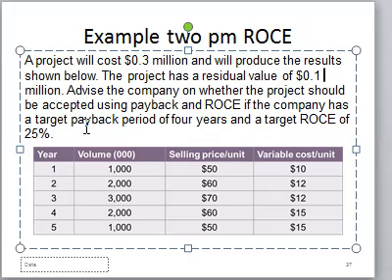If the company has a target payback period of 4 years, so this is our target payback, and a target return on capital employed of 25%. So these are our cash flows.